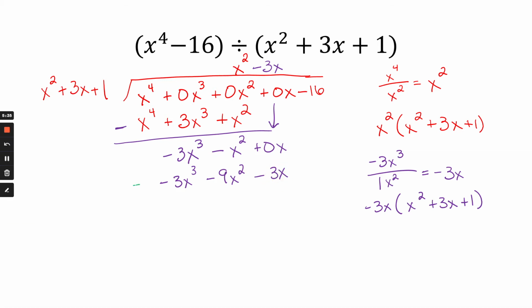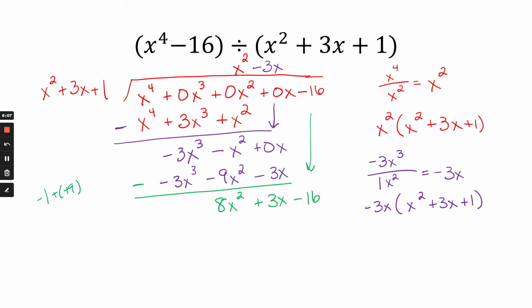I'm going to subtract again. We do have some negatives show up, so here's where you have to be really careful. Negative 3 minus negative 3, that's negative 3 plus 3, so that's gone. Negative 1 minus negative 9, remember that's really plus, so that's going to become 8x squared. 0 minus negative 3, that's going to become 3. And then I bring down the last thing.